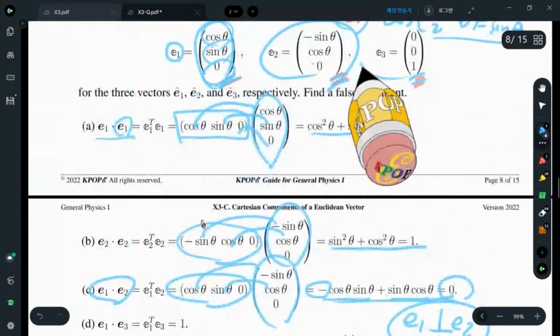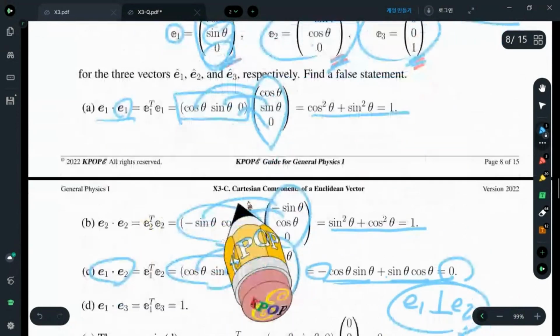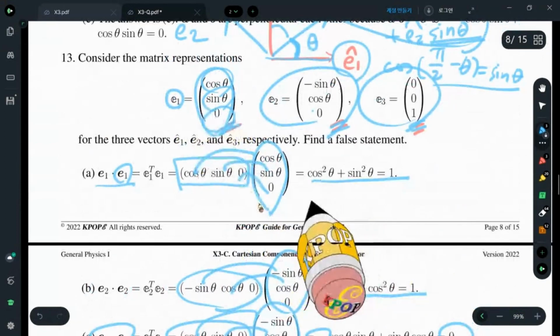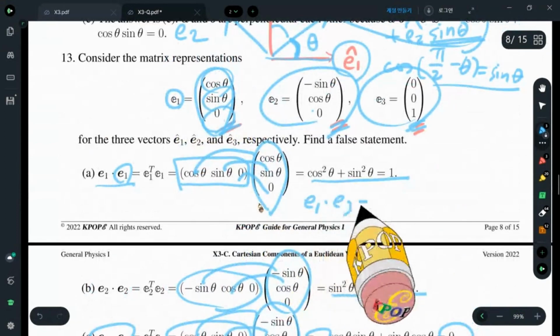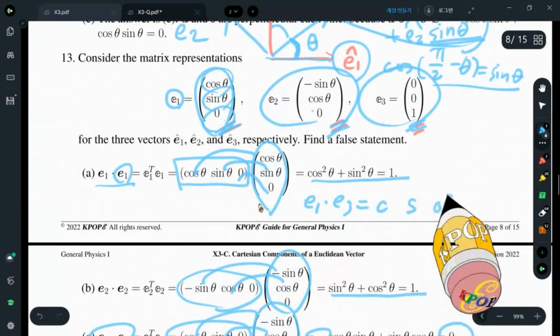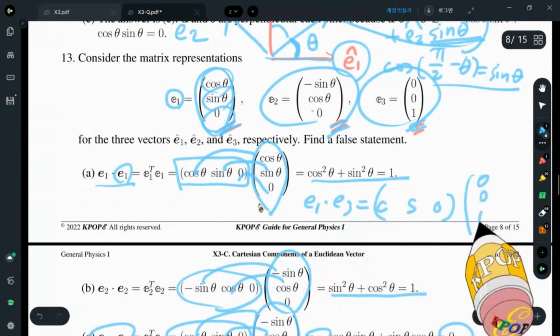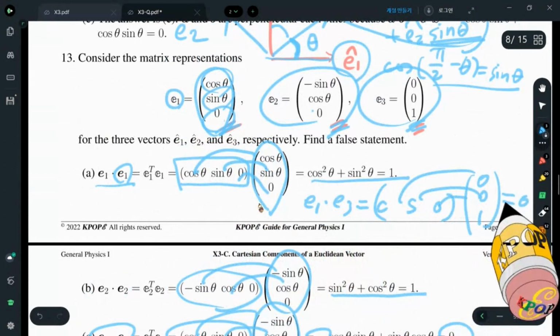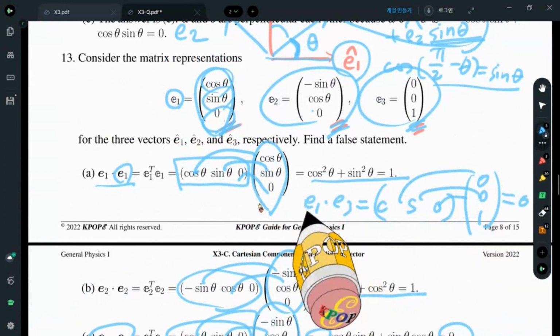Again, E3 is here. I just copy E3. For example, E1 dot E3: cosine, sine, 0, times 0, 0, 1. Multiply is 0. So again, E3 and E1 are perpendicular to each other.